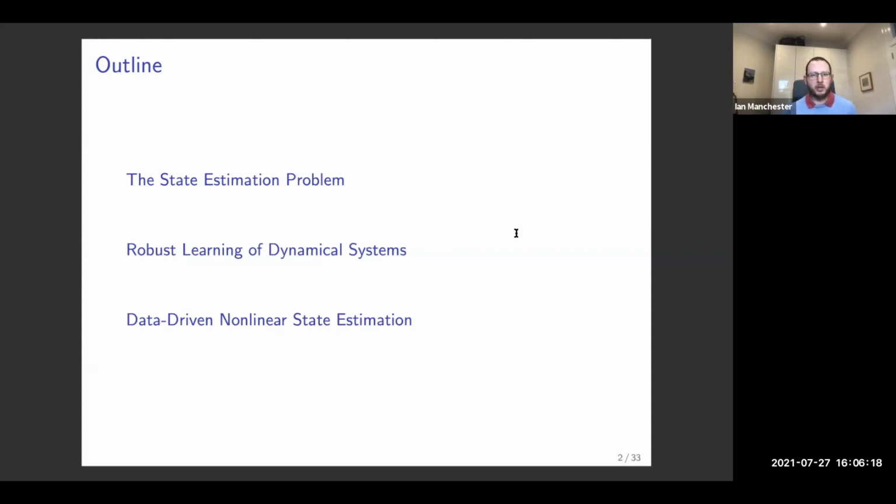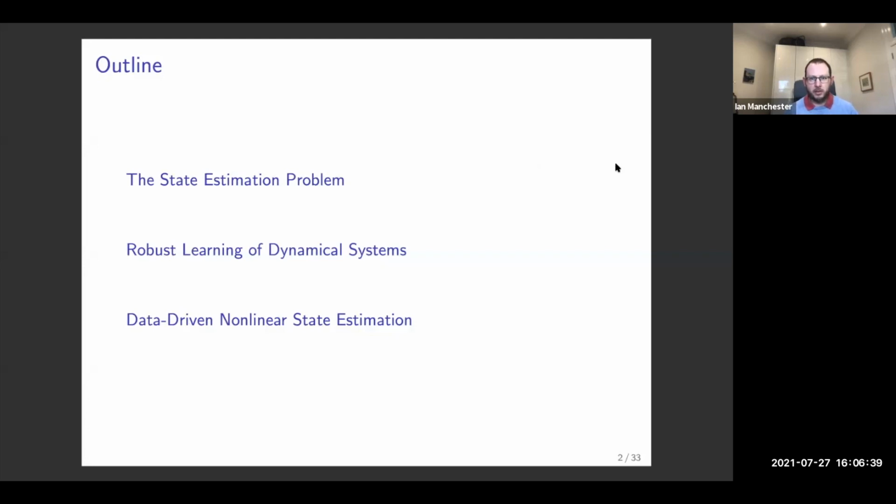In particular, we use the model architectures that we develop in this section to provide a new perspective, a new way of solving the state estimation problem, which I think has some really interesting potential. It's a different view on solving the state estimation problem.